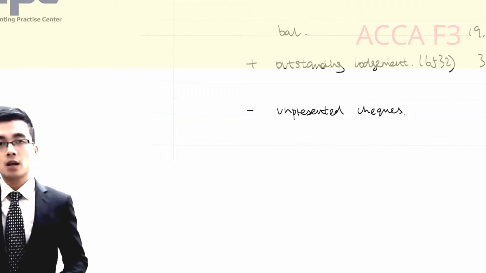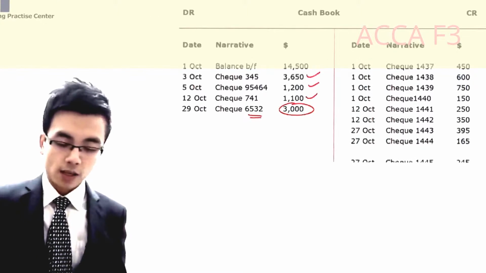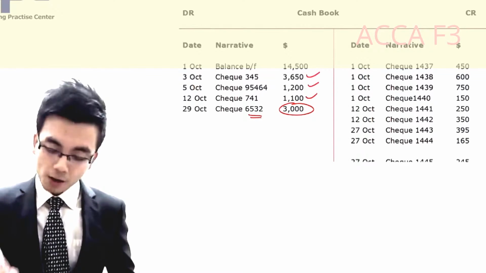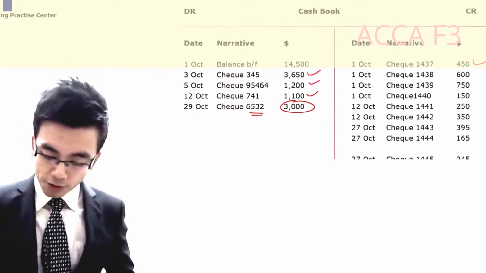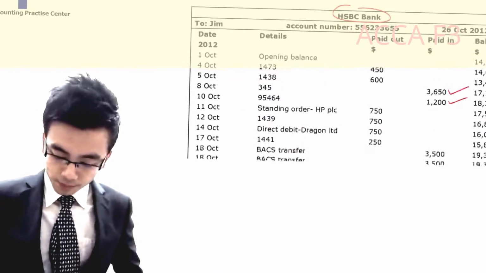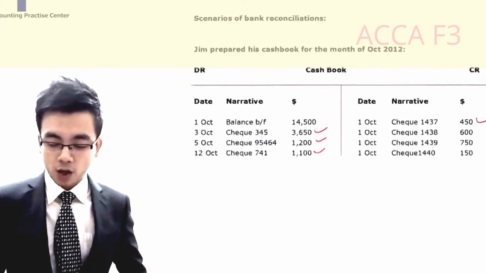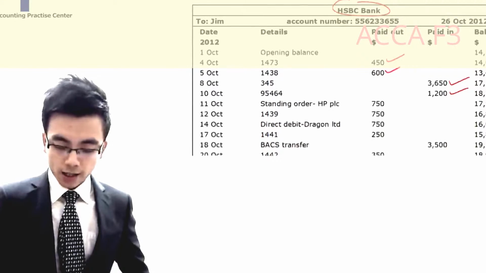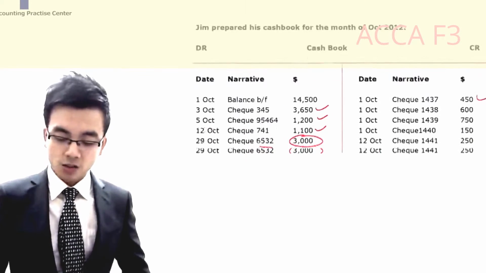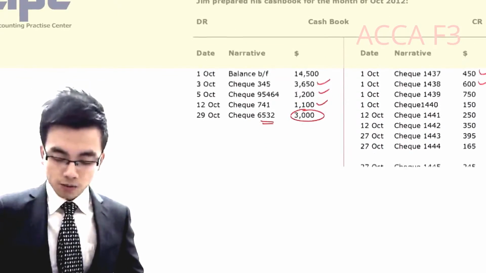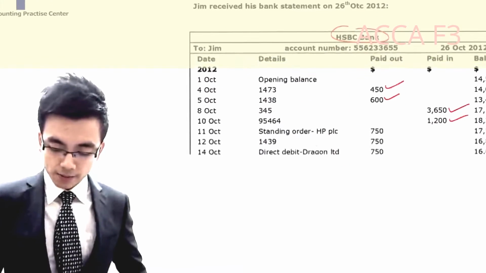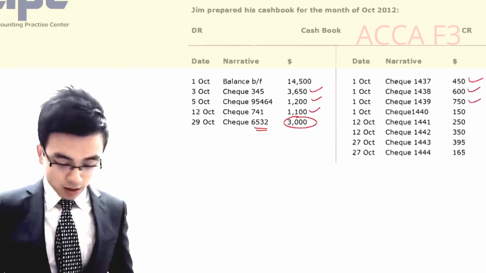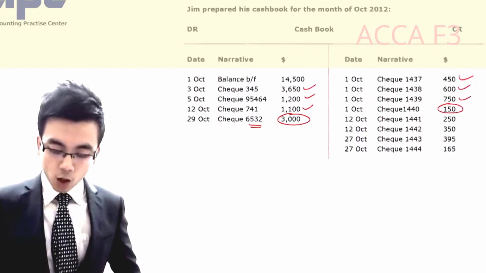Okay, so what about the credit side within the cash account? We've got check 1437 worth 450, and 1437, 450 is here. Tick for that. No need to adjust for that. Check 1438 for 600 is here as well. No need to adjust for that because there are no timing differences. Check 1439 for 750 is here as well. And we've got check 1440 for 150.